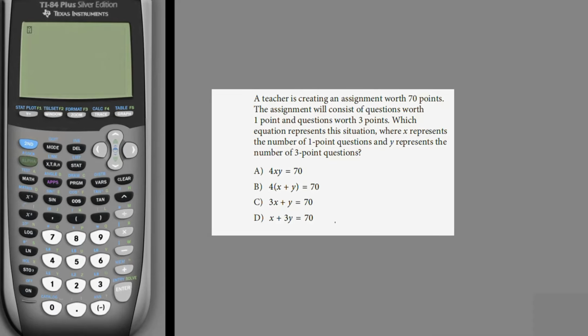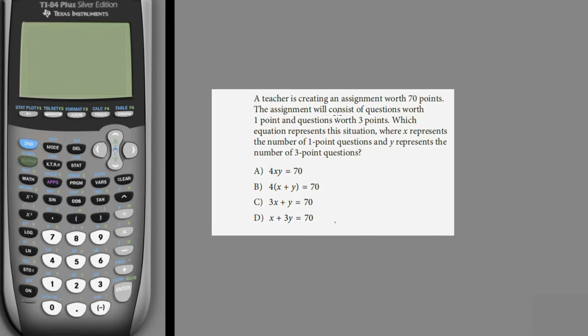In this video, we are going to learn how to solve this SAT math question easily and fast. Alright, so let's look at the question and see whether we have to use a calculator to solve it faster. The question says a teacher is creating an assignment worth 70 points. The assignment will consist of questions worth 1 point and questions worth 3 points. Which equation represents this situation? We have the equations in the options, where x represents the number of 1 point questions and y represents the number of 3 point questions.